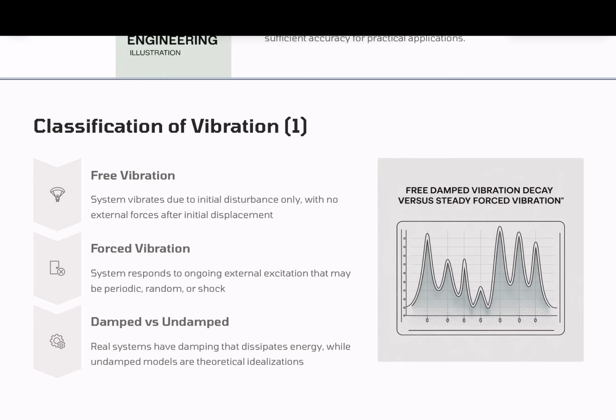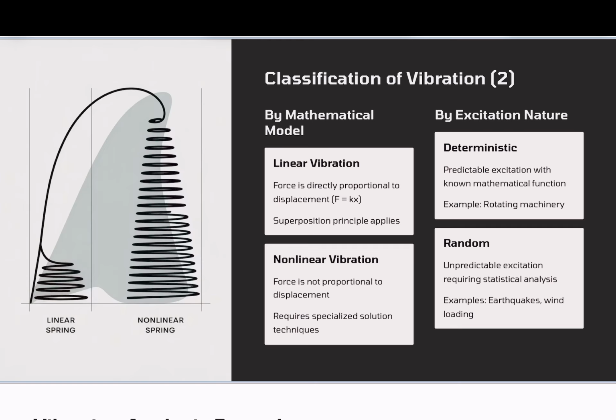Also, we have damped and undamped. In real life, all systems have damping. They lose energy through friction and resistance, so the motion gradually dies out. An undamped system is an idealization. We use it in theory, where no energy is lost and oscillations would continue forever. Also here we can classify by mathematical model and by the nature of excitation.